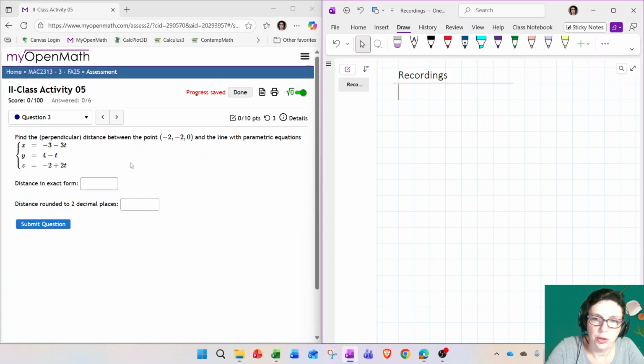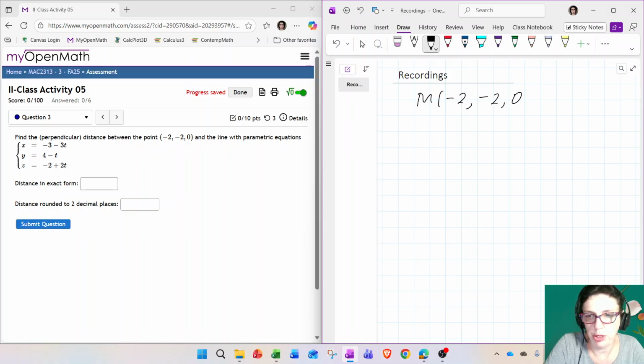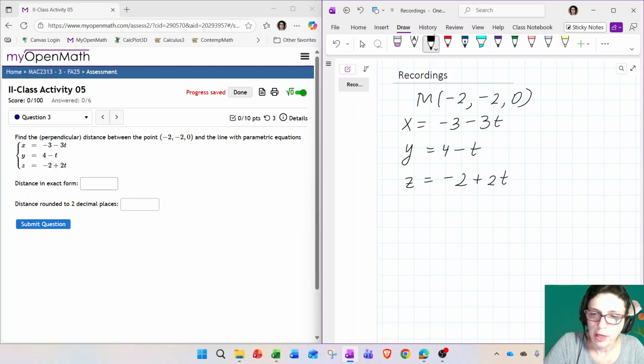Okay guys, in this video we are going to take a look at finding the distance from a point, we'll call it M, with coordinates -2, -2, 0, and a line with parametric equations. So this is x = -3 - 3t, y = 4 - t, and z = -2 + 2t. From the parametric equations, the first thing you can tell immediately is a point on the line.